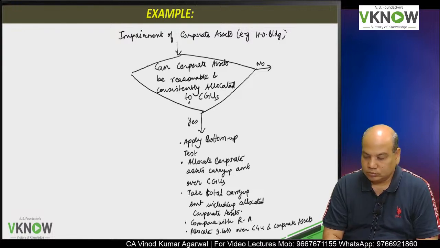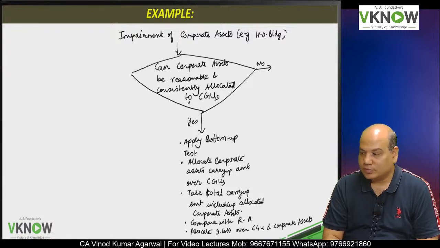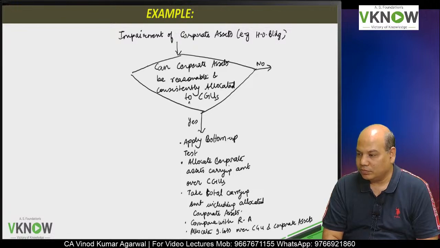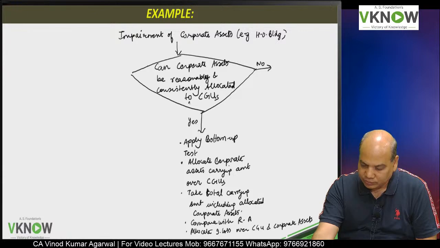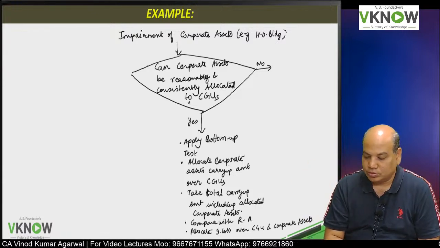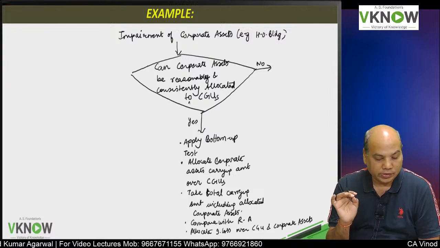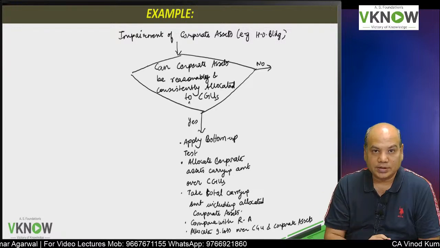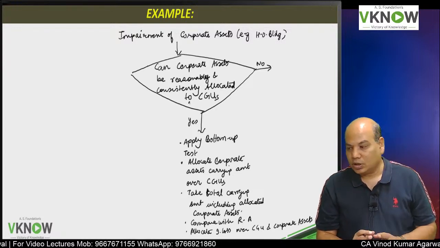Okay, I'll just explain again. First, you have to check: can the corporate asset be reasonably and consistently allocated to CGUs? The answer can be yes, the answer can be no. If the answer is yes, apply the bottom-up test. How do I apply the bottom-up test?